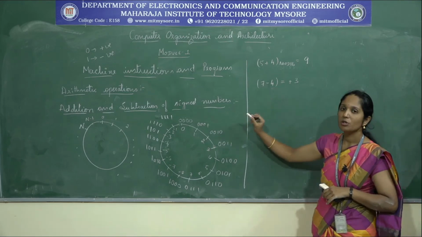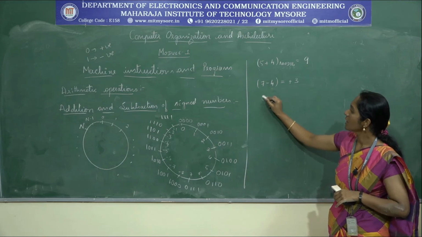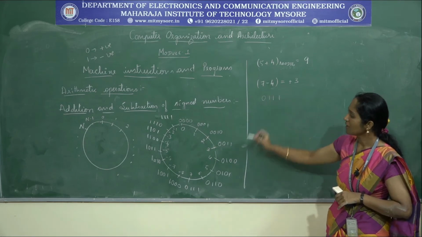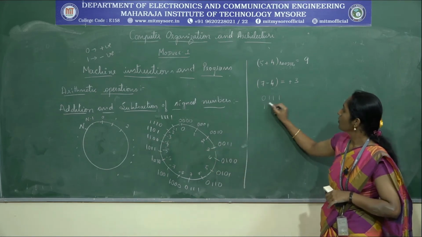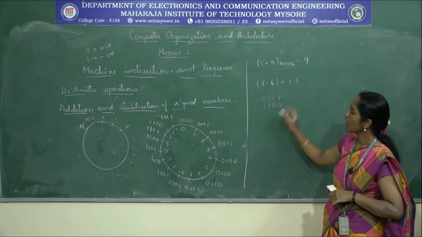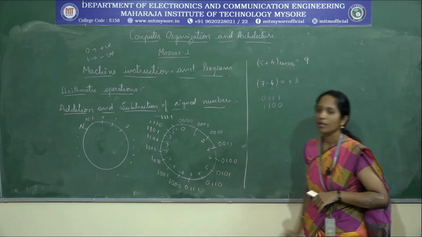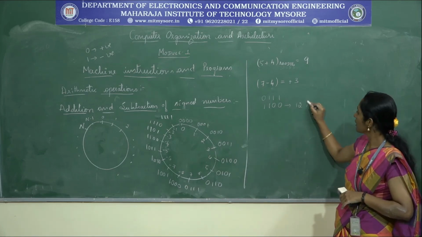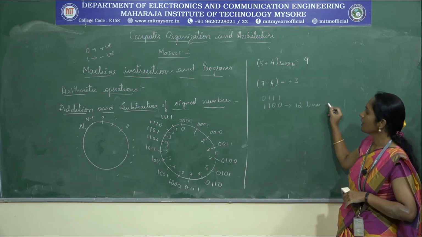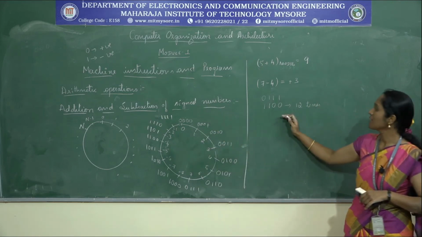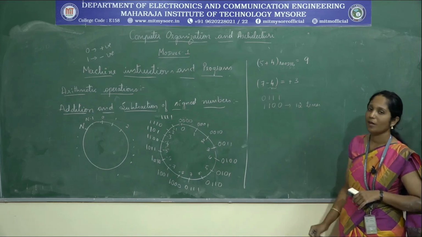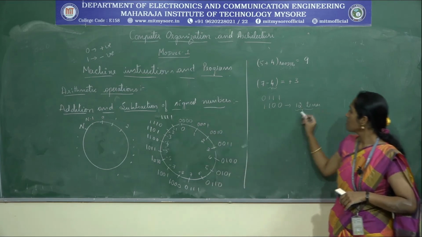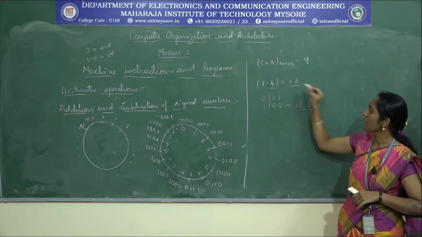So here what we are going to do is consider the representation of 7. So this is 0 1 1 1. For minus 4, the representation is 1 1 0 0. So in this case, we are going to locate 7 on the circle, and we are going to move 12 times the circle in the clockwise direction. So by subtracting, we are going to consider the 2's complement form of minus 4, and its equivalent will be found out, and we are going to rotate the circle 12 times in order to get the result as plus 3.